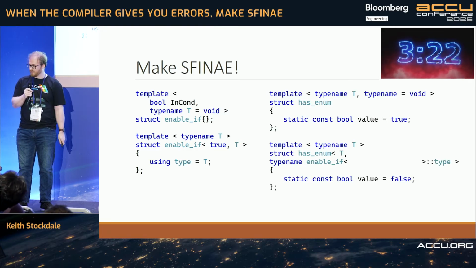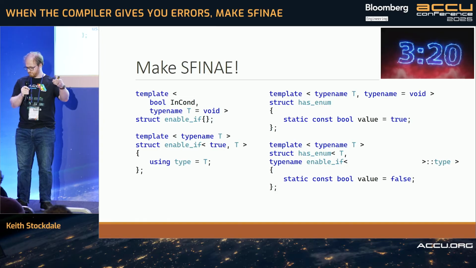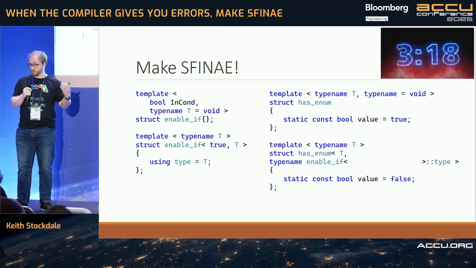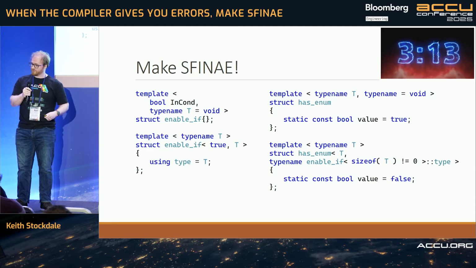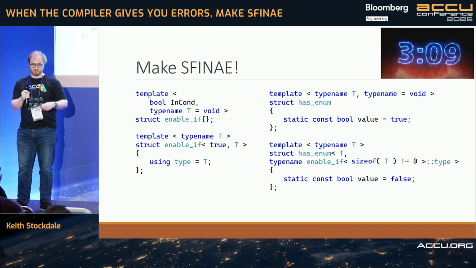We make enable_if here, and we can make a type trait, has_enum. So the whole idea is if we get to the primary template here, we do have an enum, because we're going to say, if this expression is not valid, we go up to the primary template and we get true. If it's valid, we get false. So we know if we've got an enum.